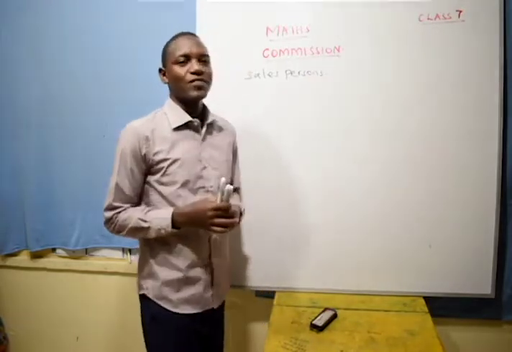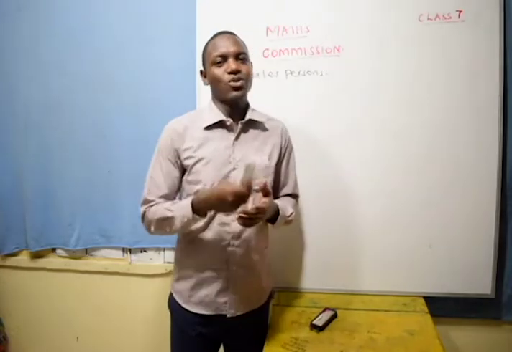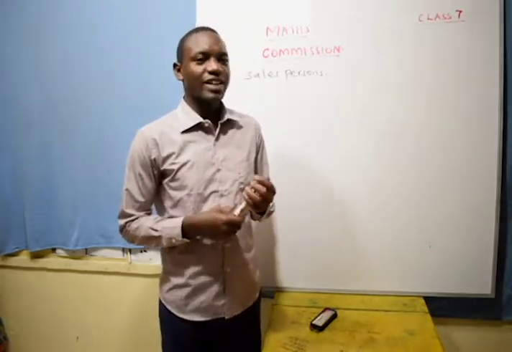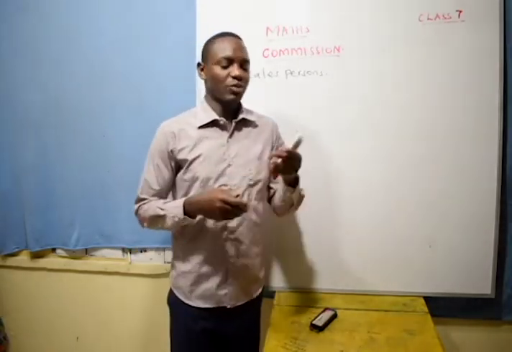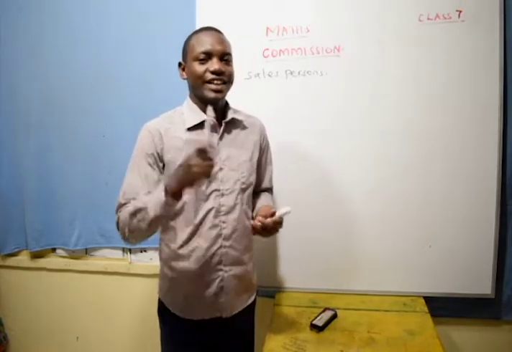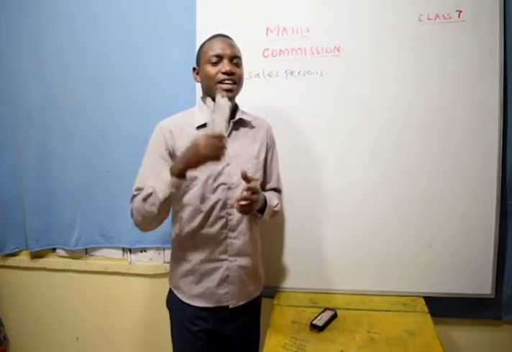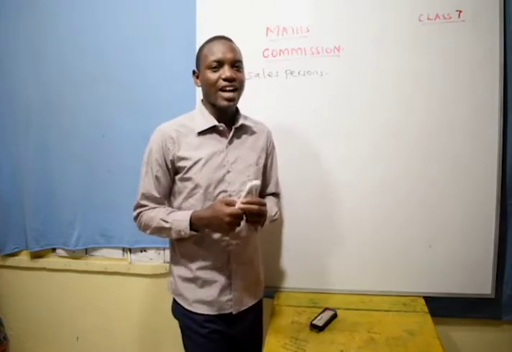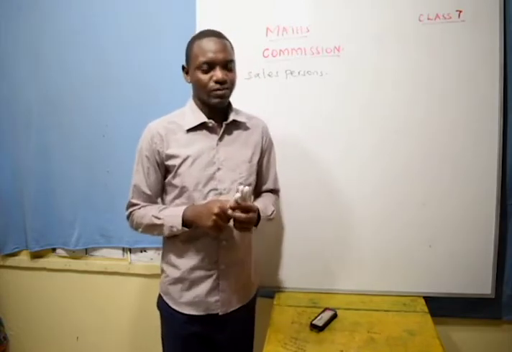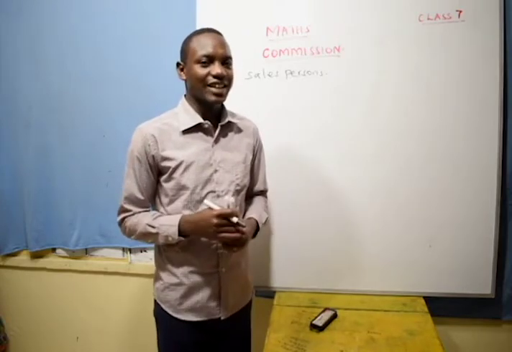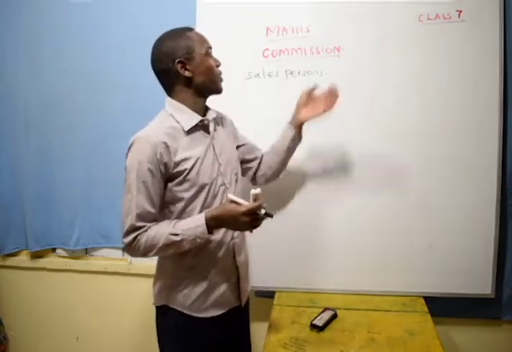For example, I give you these pens. You go to sell these pens, and I tell you each pen you will sell at 50 shillings. And in every 50 shillings that you sell, I will give you 10 shillings. So that 10 shillings given, that is what we call the commission.